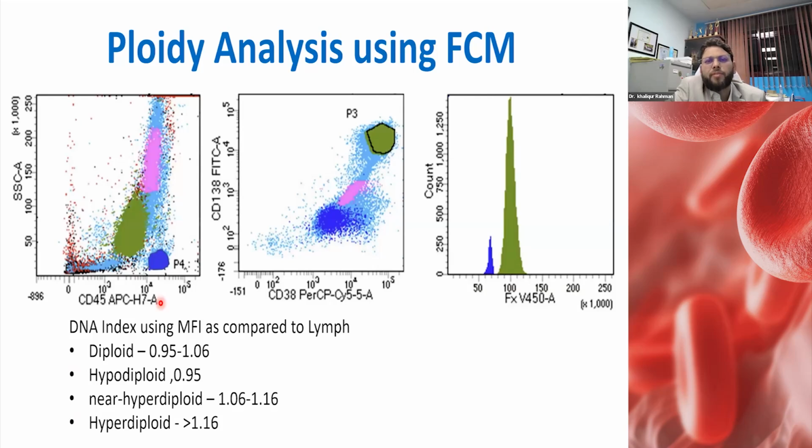And these things have been validated in several studies. We have also done this in some of the patients. So this is one of the added advantages of flow cytometry, which can be used in case we want to see the ploidy of the plasma cells.